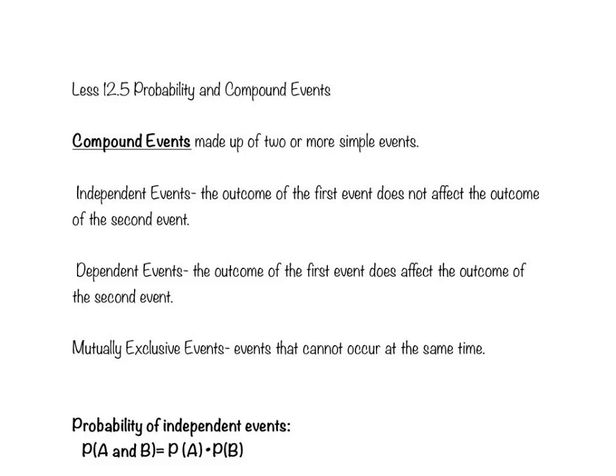Compound events can be independent events, where the outcome of the first event does not affect the outcome of the second event. Or they can be dependent events, where the outcome of the first event does affect the outcome of the second event. And they can also be mutually exclusive events, where the two events cannot occur at the same time.